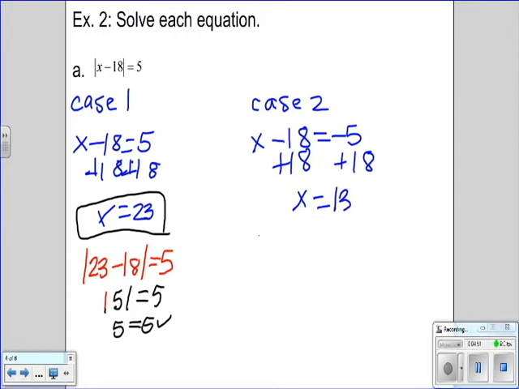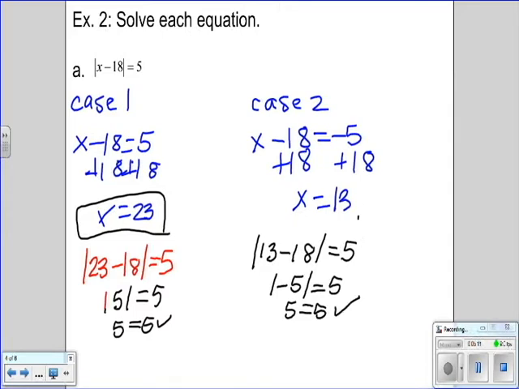Into the original equation. So the absolute value of 13 minus 18, does that equal 5? 13 minus 18 is negative 5, so we have the absolute value of negative 5. Does it give us 5? Yeah, the absolute value of negative 5 is positive 5, so 5 equals 5. And the second solution also checks. So we've got two solutions here that work, 23 and 13.